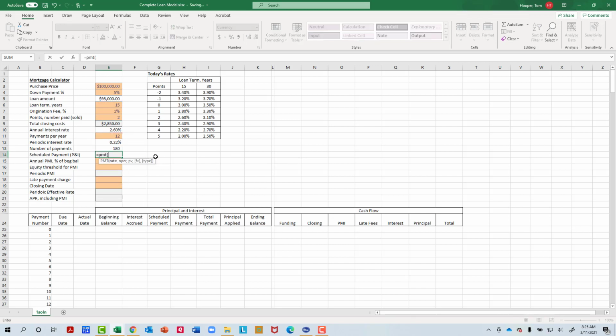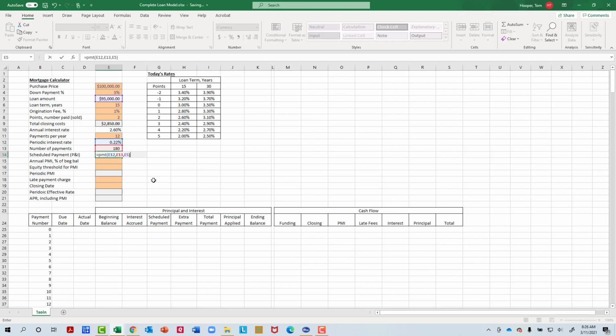I'll use the PMT function and take this monthly rate, the number of monthly periods, and the present value of the loan. By omitting future value, we're simply saying that we're going to pay off the entire loan in 180 payments. And by leaving type omitted, we're simply saying that these payments occur at the end of the month.